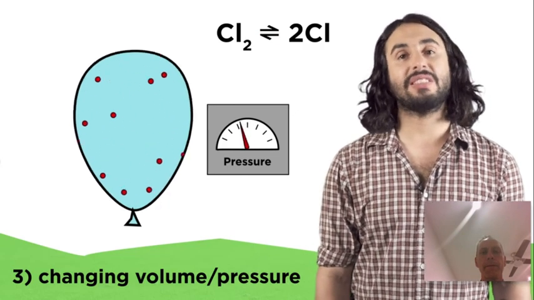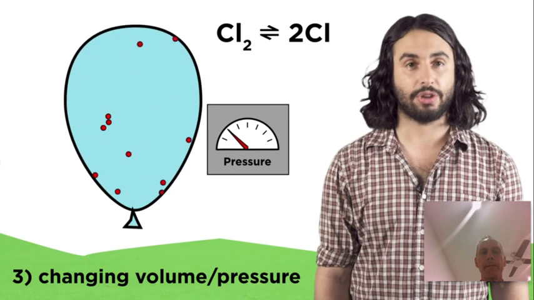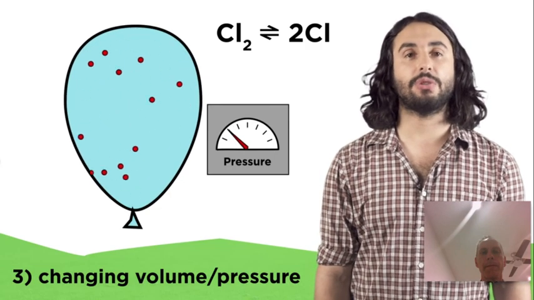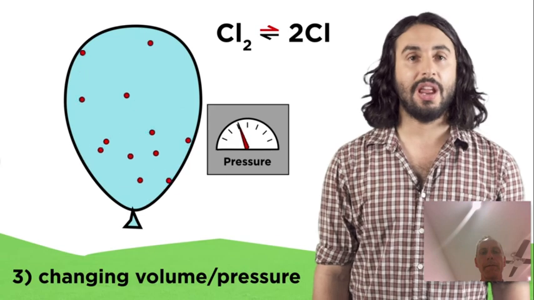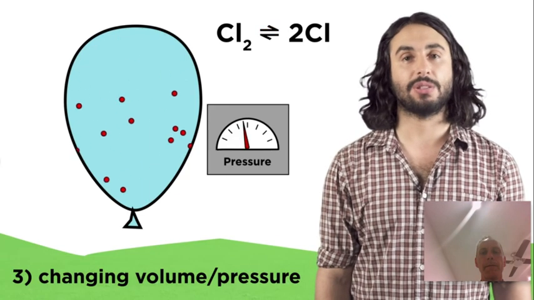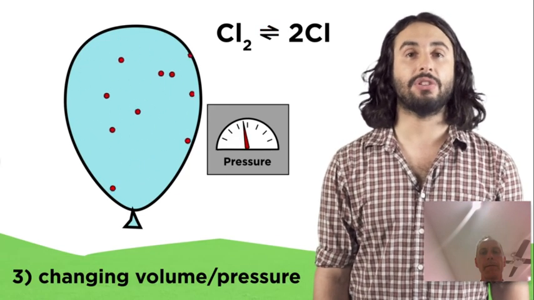If we increase the volume, thereby lowering the pressure, the equilibrium would shift towards the side with more particles in order to regain some of the lost pressure. Let's check comprehension.